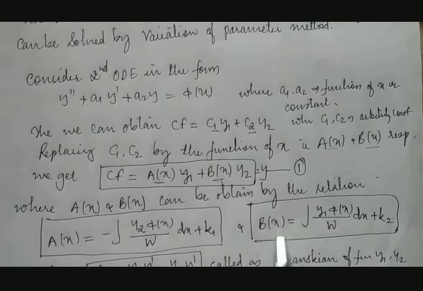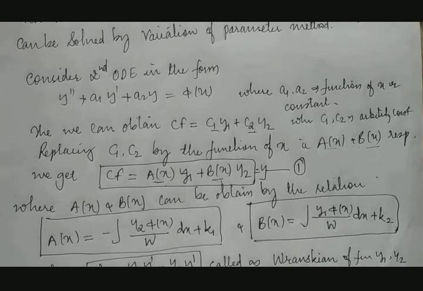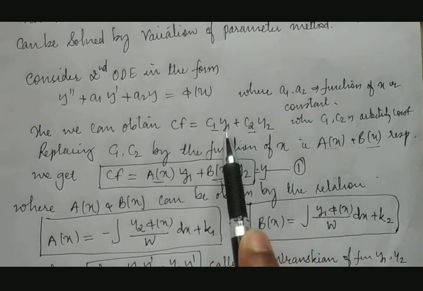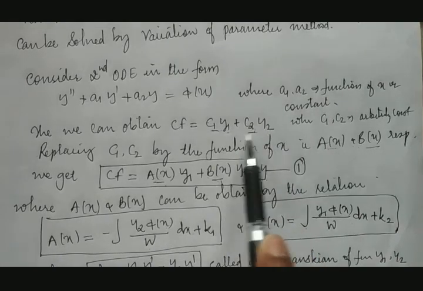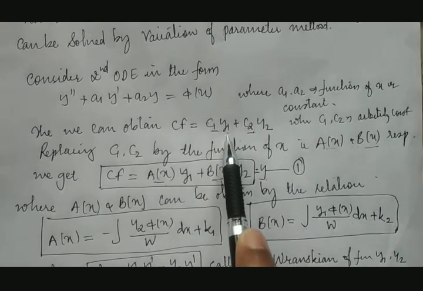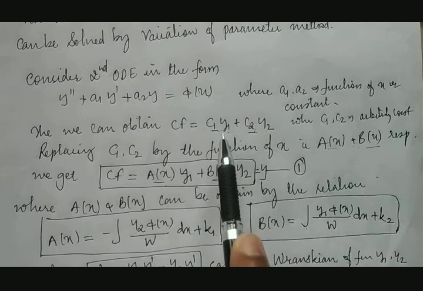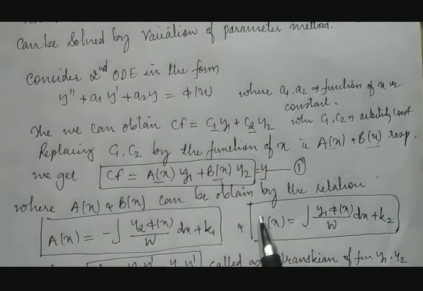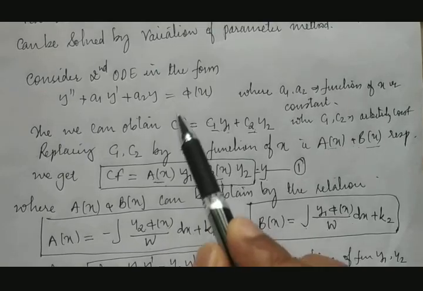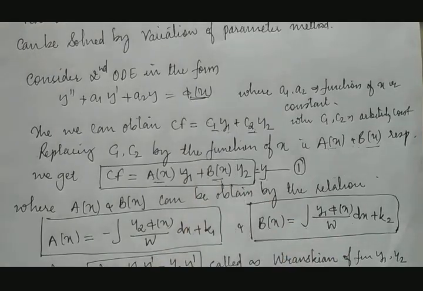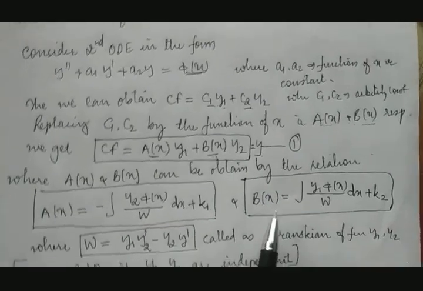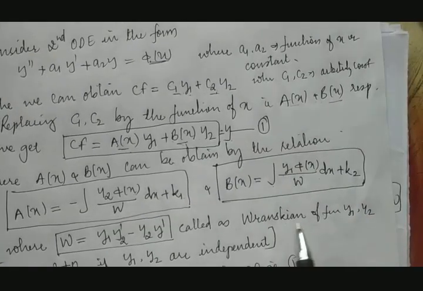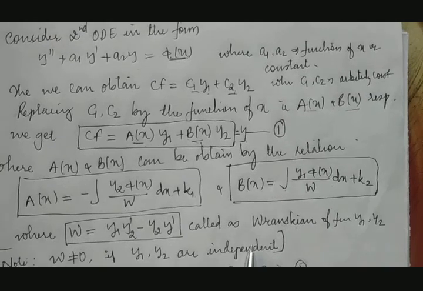Now the question comes, what are y1 and y2 here? Y1 and y2 are taken from the complete solution, or the complementary function. From here we will be taking y1 and y2. Then phi of x is the RHS of the given example, which will be a function of x. Then w is nothing but the Wronskian of the functions y1 and y2.